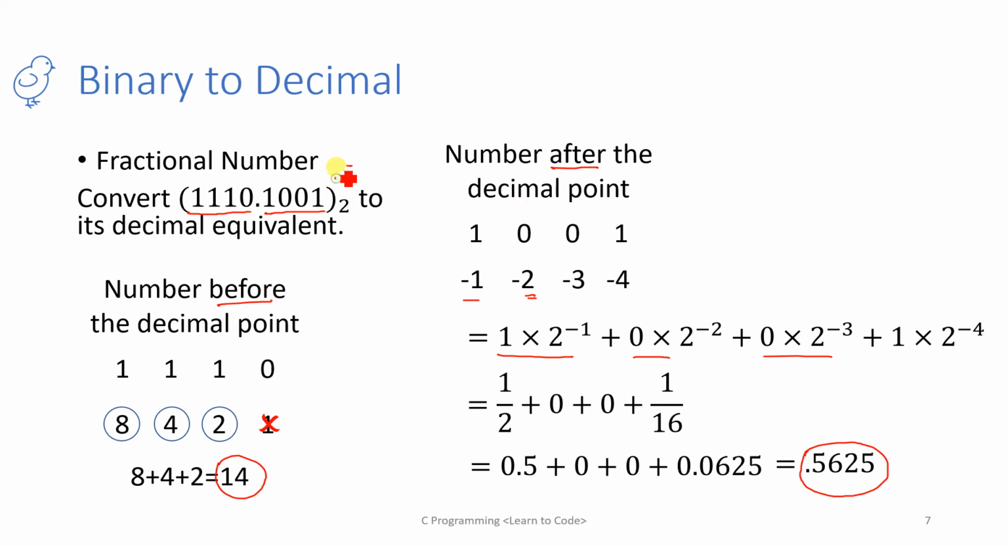Now we can say the answer is 14.5625 in decimal. This is how, whenever a fractional number is given, you have to find it like this to convert a binary number to a decimal number. I hope you understand the entire concept.